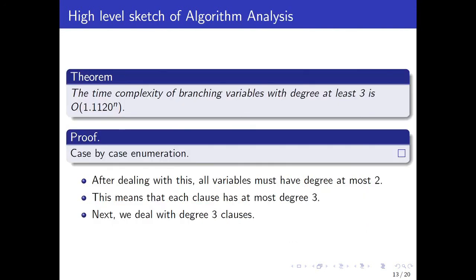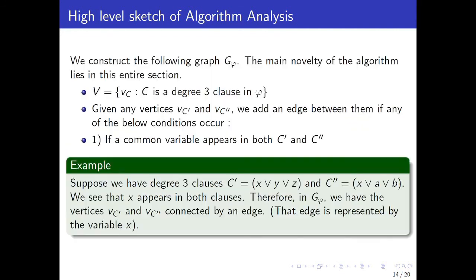First, we will state the time complexity of branching degree 3 variables. The time complexity of branching variables with degree at least 3 is O of 1.1120 to the n. This is done via a case-by-case enumeration. Again, there are many cases, so due to time constraints, I will not be able to state any of them. Now, after dealing with this, all variables must have degree at most 2, which means that since we are dealing with counting X3SAT, each clause has at most 3 literals. Every clause must have at most degree 3. So next, we deal with degree 3 clauses.